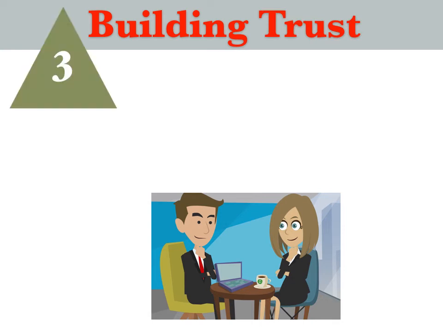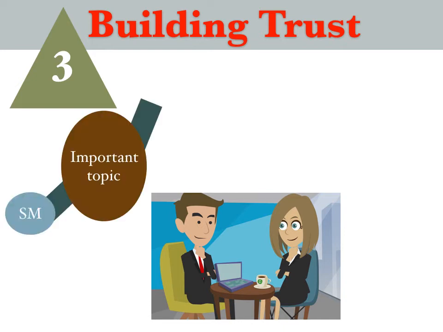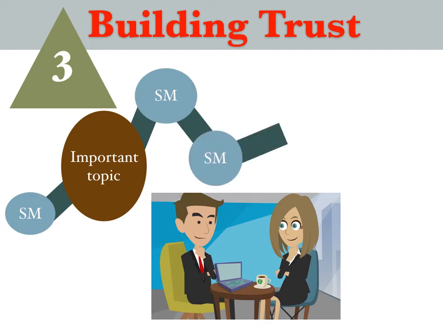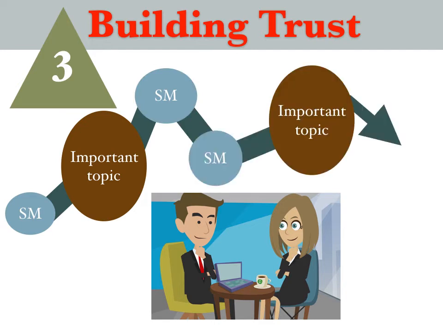The third stage is that you have quite a lot in common and you're beginning to build a trusting relationship. You will have more important topics as well as more small talks. Our pattern begins to look like a series of small and important talks leading into each other, finding more and more things in common and building even more trust.